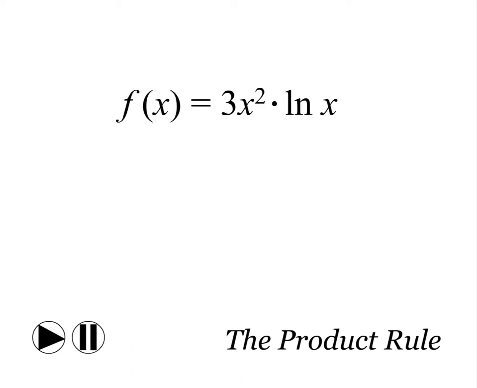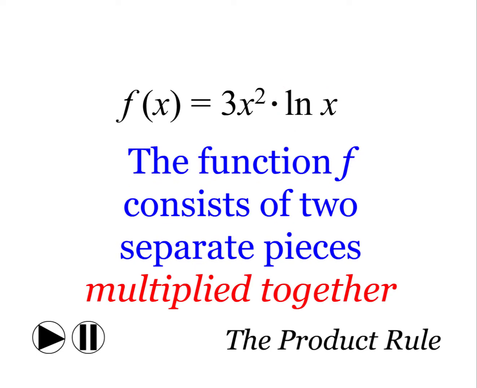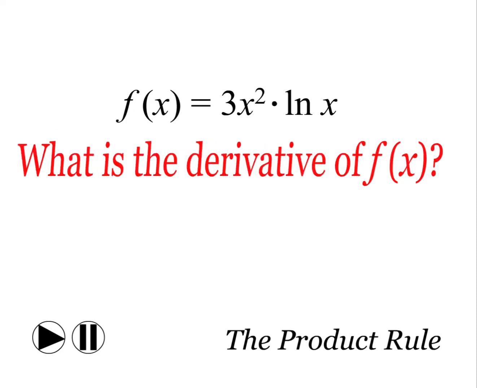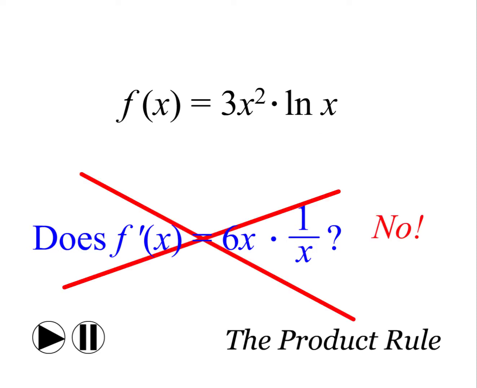For example, look at this function. f(x) is equal to 3x squared times the natural log of x. This function is made up of two smaller functions, 3x squared and natural log of x, being multiplied together. If you're asked to find f prime of x, you might be tempted to simply take the derivative of each piece separately to get f prime of x equals 6x times 1 over x. But you'd be totally wrong.